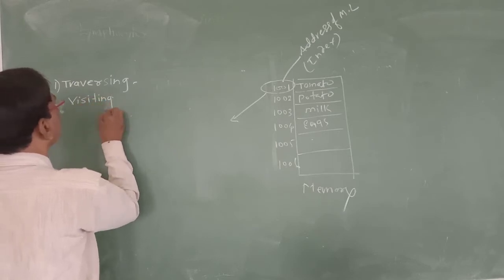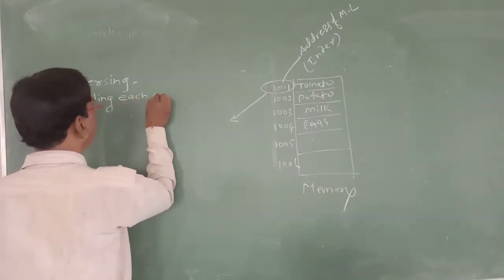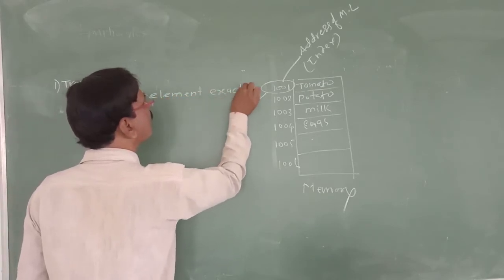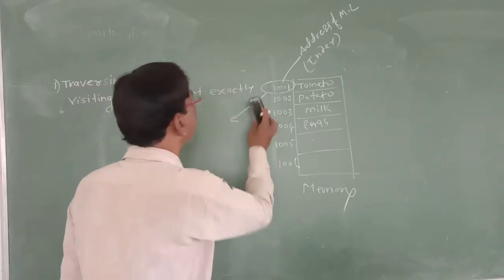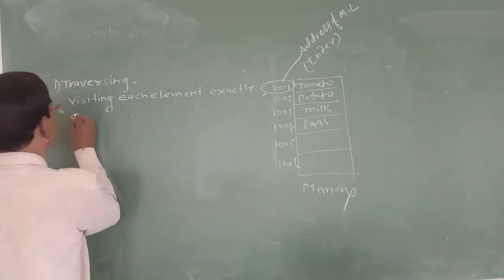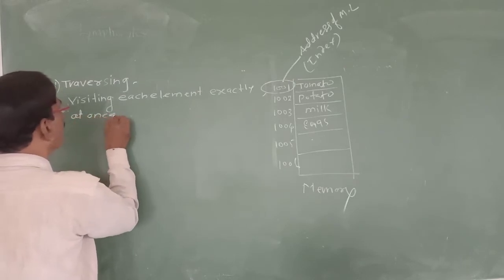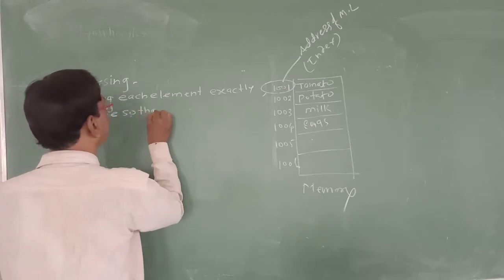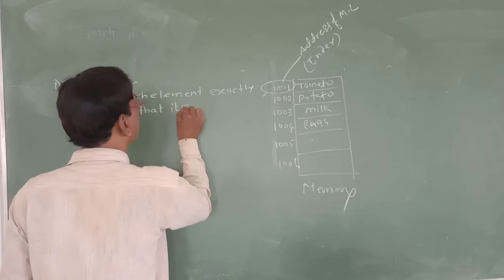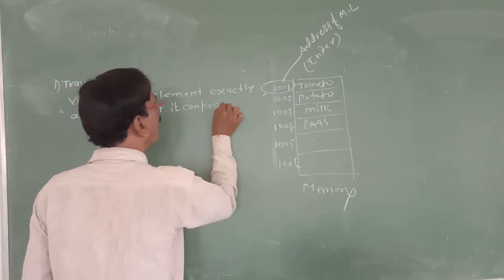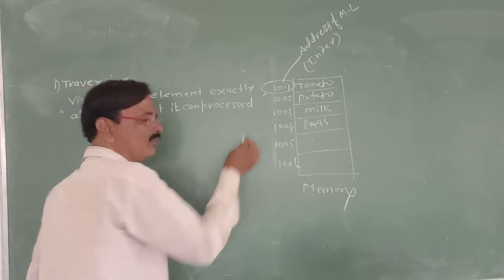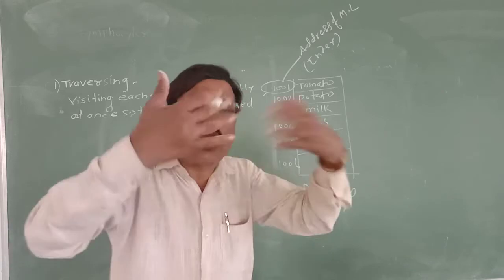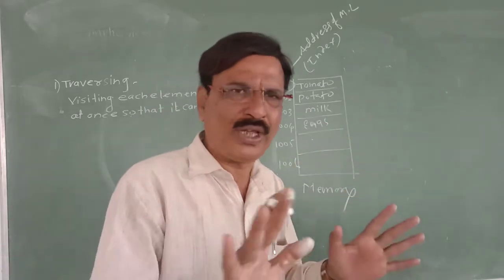Visiting each element exactly once so that it can be processed. Now you can ask the question, what have we processed? We have visited. Processed means we have read it. We have pronounced tomato. So that is the process we can say here.